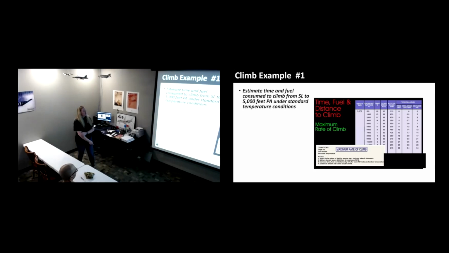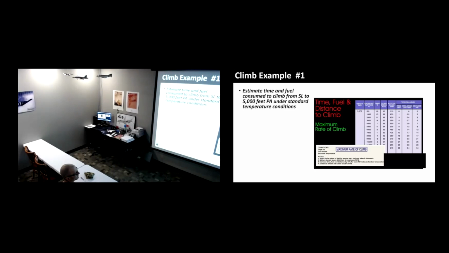So, climb from sea level to 5,000 feet, pressure altitude under standard conditions. We're going to find 5,000 feet, and this is the line we're looking at. Our rate of climb should be 505 feet per minute. Our airspeed should be 64 knots.